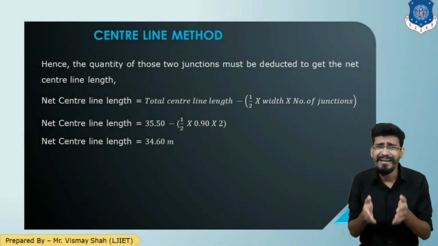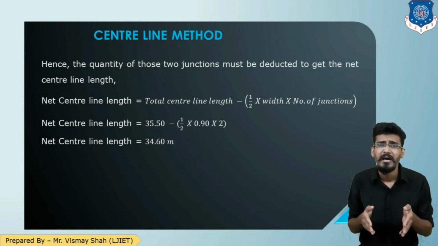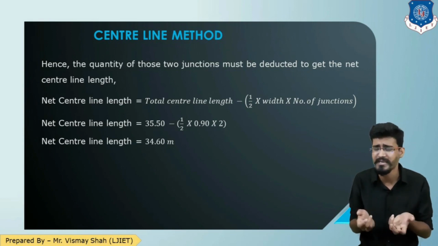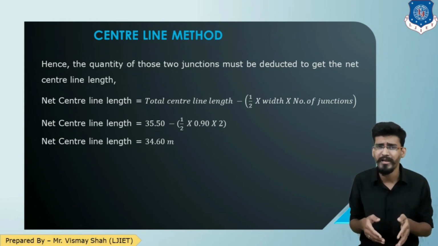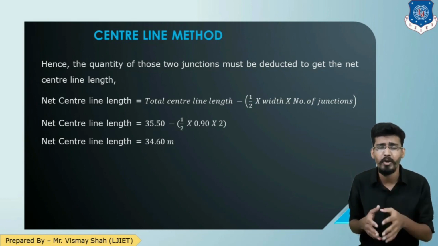So we need to calculate the net centerline length. Net centerline length is the total centerline length minus half into breadth into the number of junctions. The wall thickness was given as 0.9, so the breadth is taken as 0.9. The original total centerline length was 35.5 minus half into the number of junctions, 2, into breadth 0.9. So we'll get the net centerline length as 34.60 meters. So I hope we are clear when there is one junction, one cross wall in the drawing.